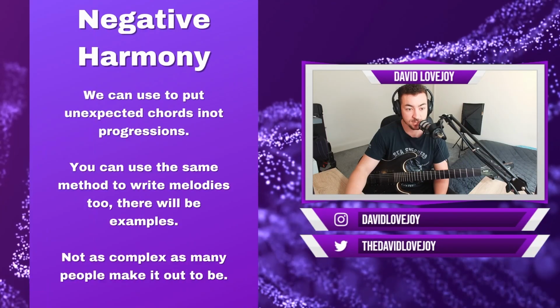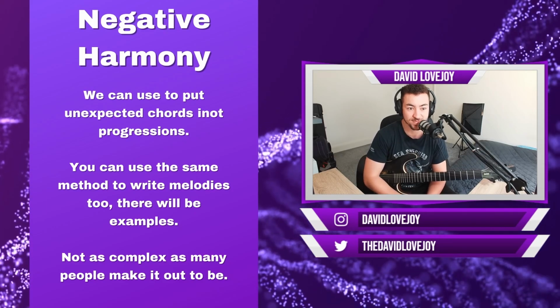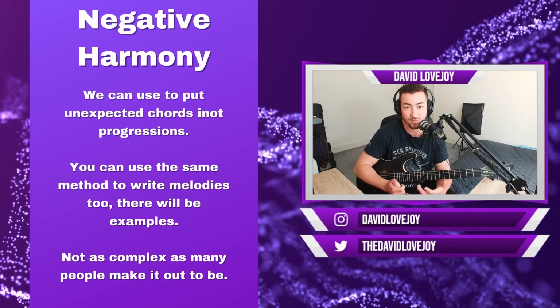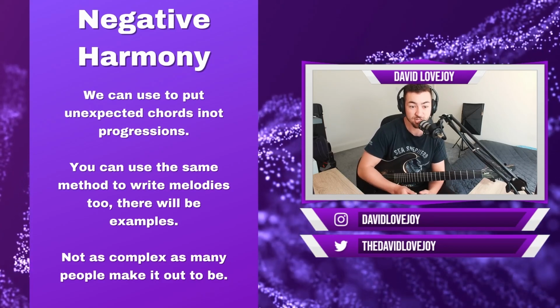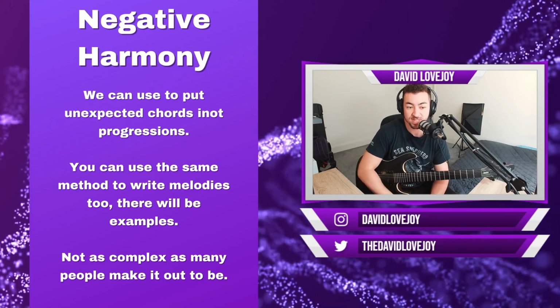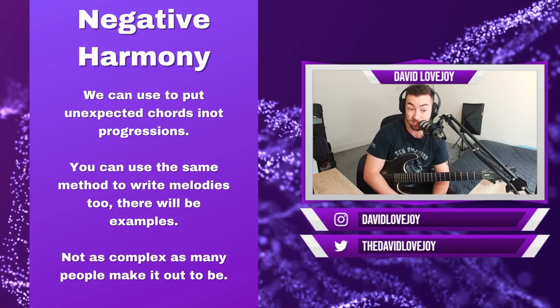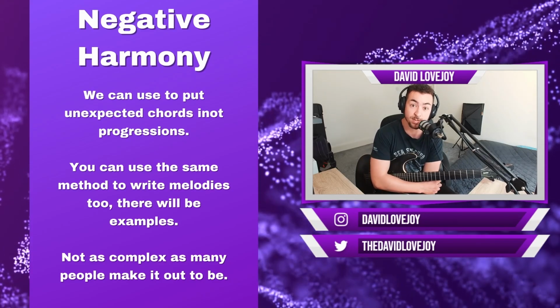And we are going to start with this first slide. So, negative harmony. We can use negative harmony to put some very unexpected chords into our progressions. Oh, I've just noticed the typo there. Never mind. Then you can use the same method to write melodies as well. There's going to be lots of examples today, so you can see how it works.